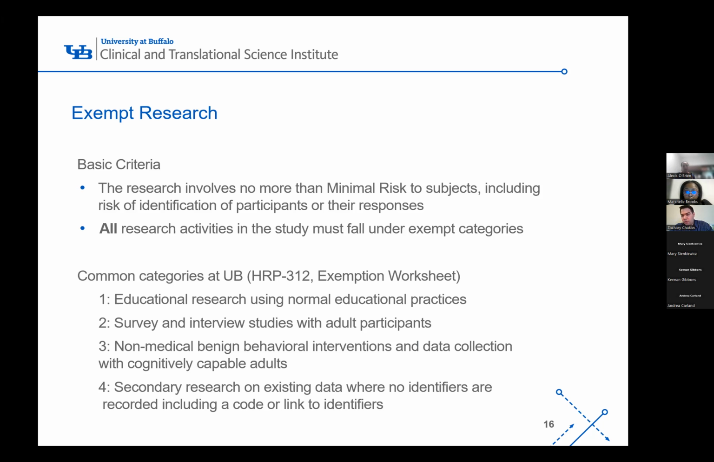And what is really important is that all research activities in the study must fall under exempt categories. So you could have a study that is 99% exempt with everything that they do, but if there is one procedure or one detail that technically does not meet an exempt criteria, we have to review it as expedited. That's just the way that the government regulations work.